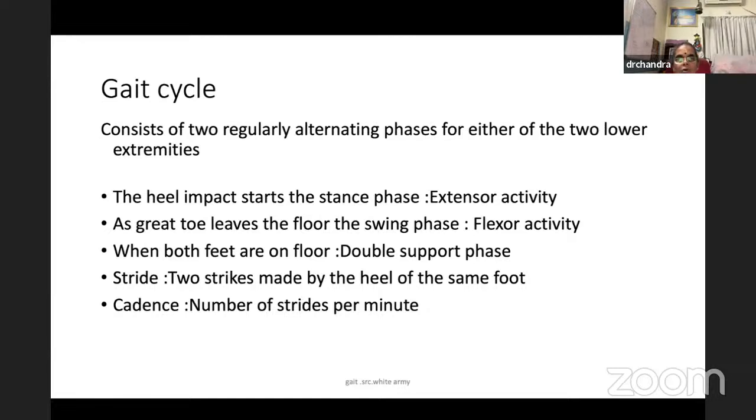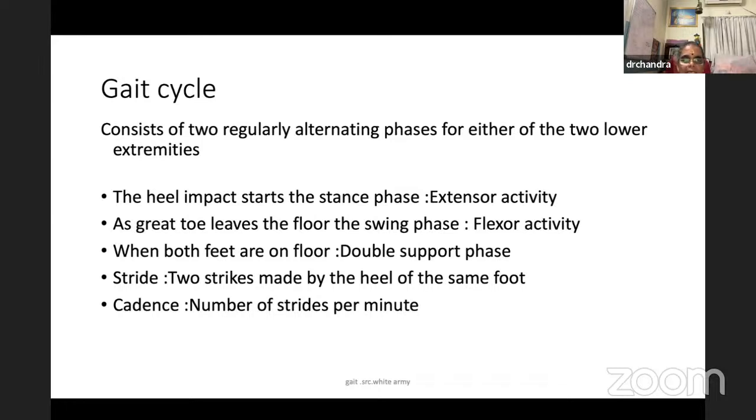So when the heel touches the floor, that leg goes into extension. First the heel comes, then the toe comes, and then the toe leaves the floor. When the toe leaves the floor, the swing phase starts, and then the flexion is facilitated. So first is the heel contact, then the toe comes to the floor, then toe is elevated. At that time, flexion is facilitated because that limb is removed from the floor. When both feet are on floor, that is called double support phase. Very brief period of gait cycle.